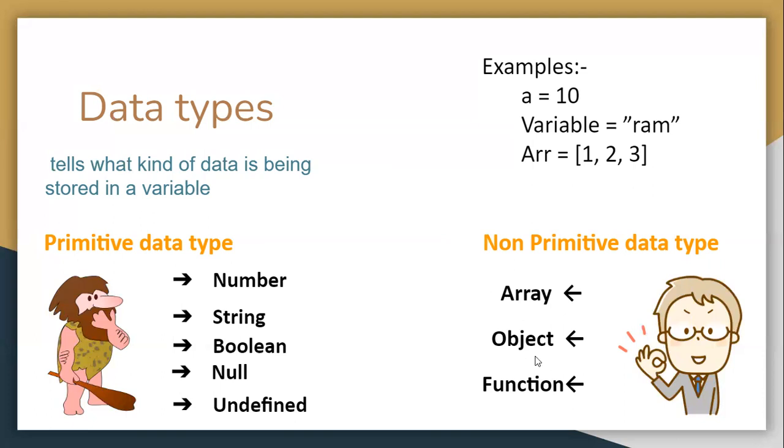Suppose I have a house. So in the house I have one bedroom, one toilet, one kitchen. So these all are the properties of the house. So this house is an object.